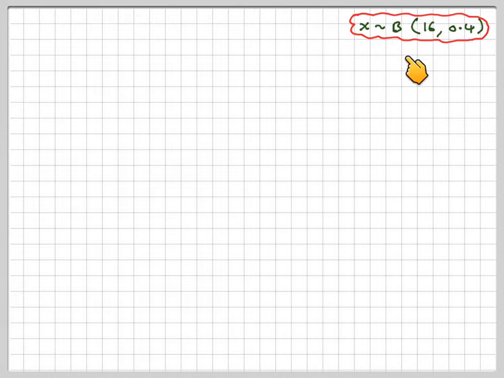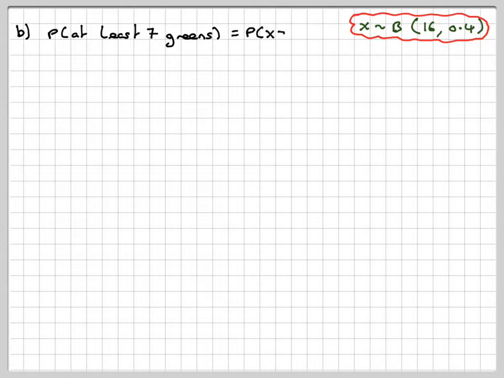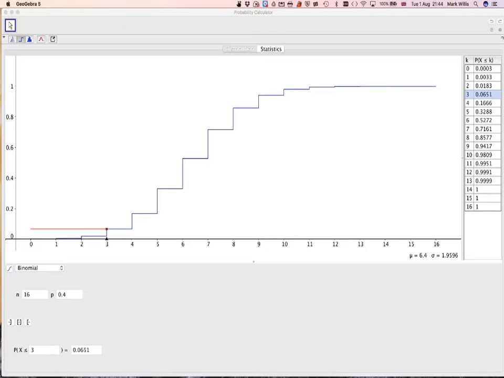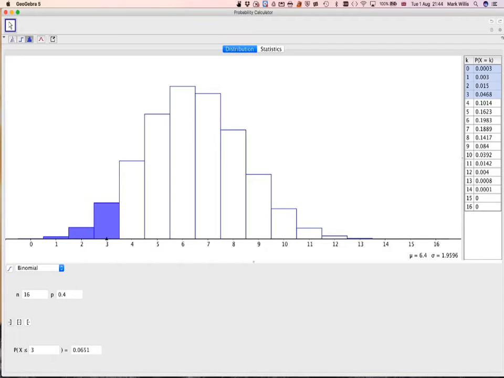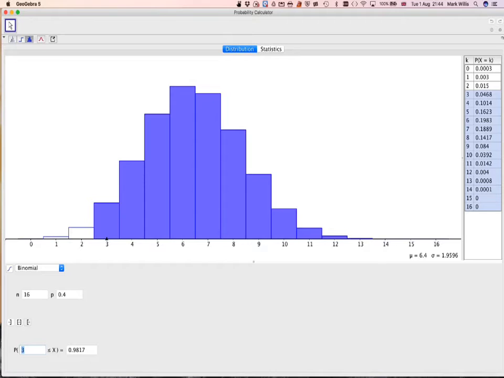Part B, x is still binomially distributed 16, 0.4. We want the probability of at least 7 greens. At least 7 greens means 7, 8, 9, 10, 11, 12, 13, 14, 15 or 16. So we want the probability of x being greater than or equal to 7. So using the PDF, greater is that one, and then put in there 7. So we need to sum up all these probabilities here, okay?